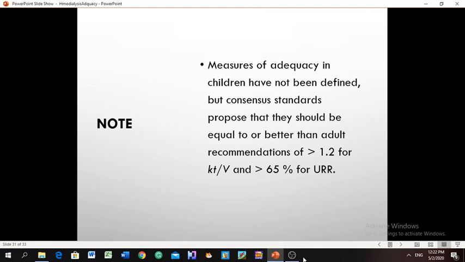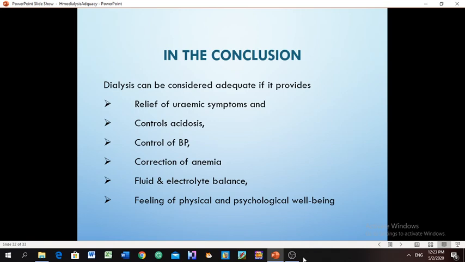Note: measures of adequacy in children have not been defined, but consensus standards propose that they should be equal to or better than adult recommendations of more than 1.2 for KT/V and more than 65% for urea reduction ratio. In conclusion, dialysis can be considered adequate if it provides relief of uremic symptoms and control of acidosis, control of blood pressure, correction of anemia, fluid and electrolyte balance, and a feeling of physical and psychological well-being.